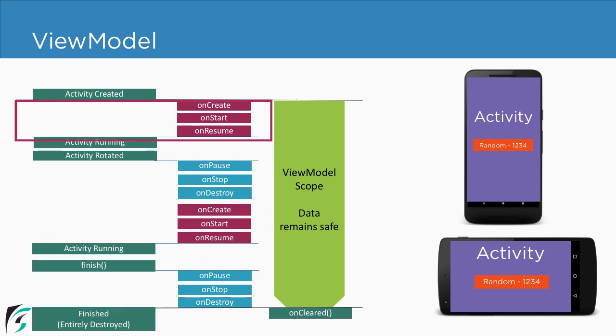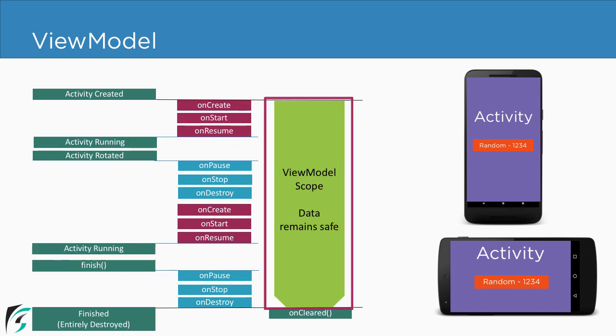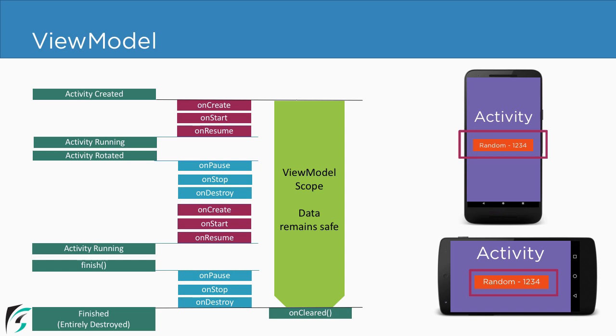The activity was created and on rotating the screen, the activity was destroyed and created again. But the view model was not affected at all and it kept the data safe, providing the data to the activity each time it was created.